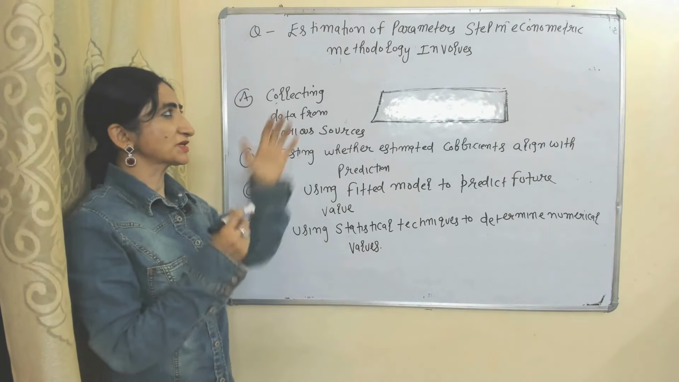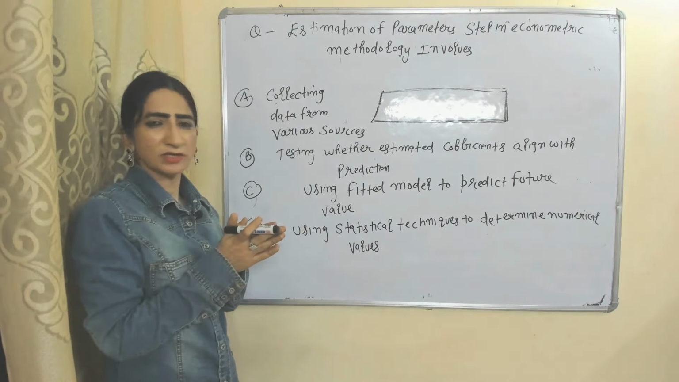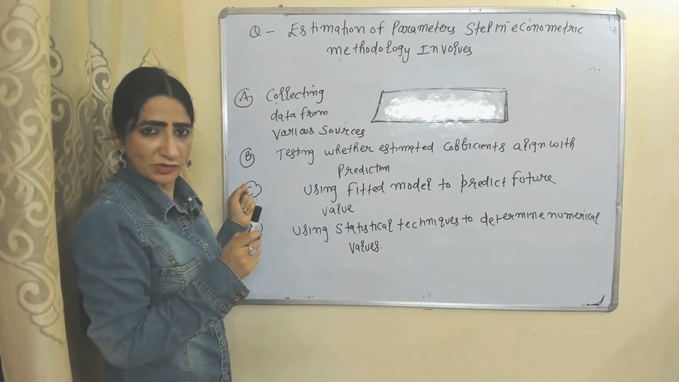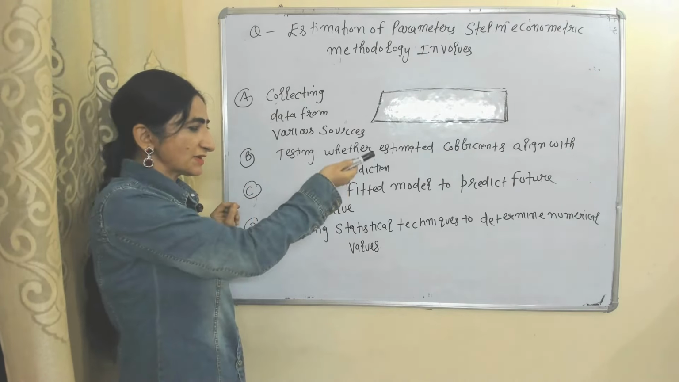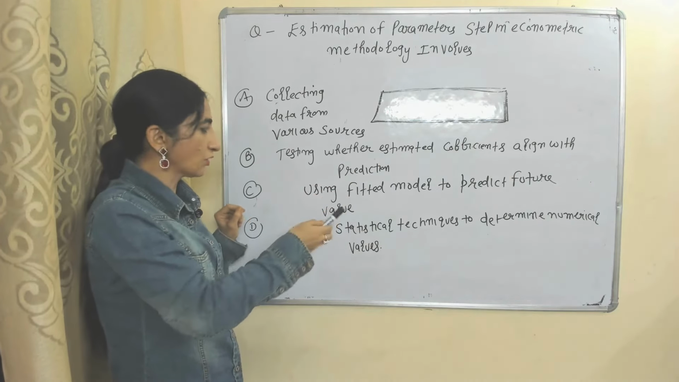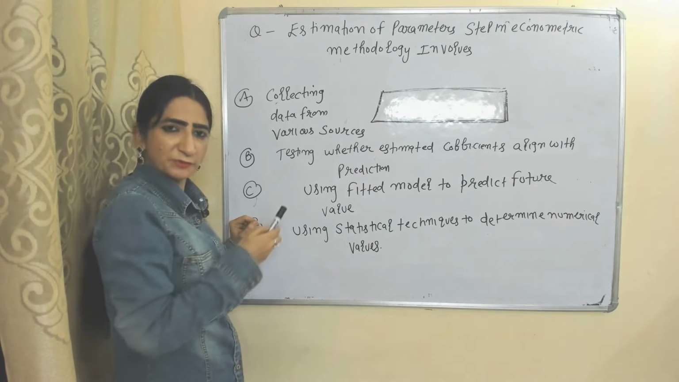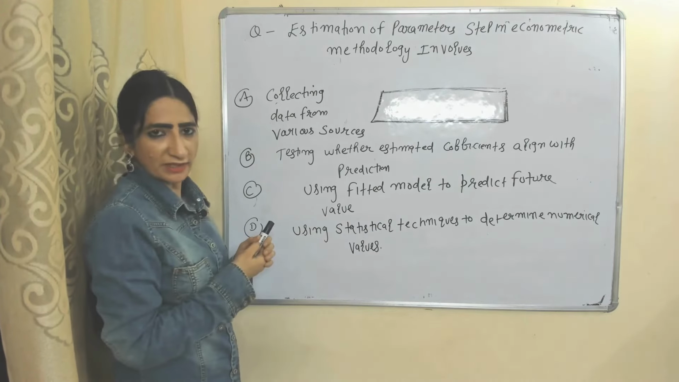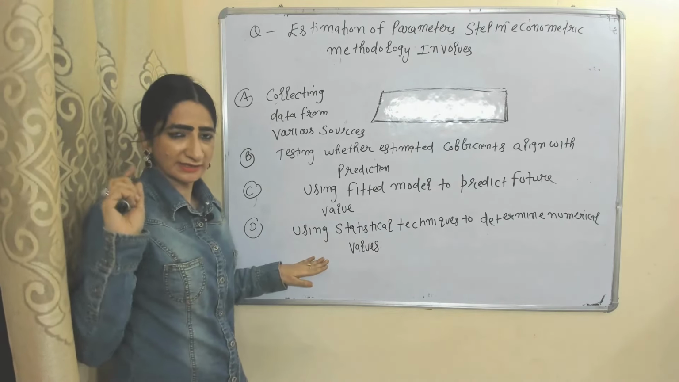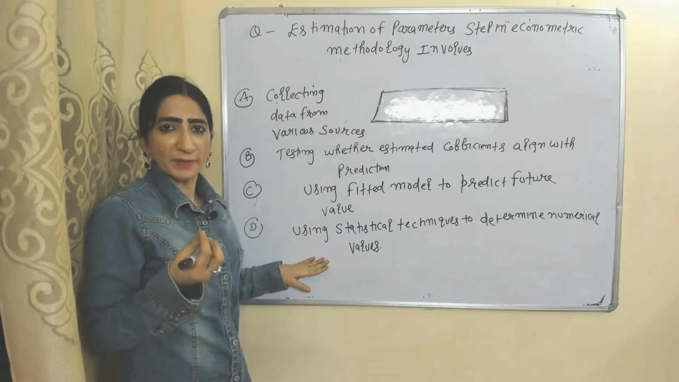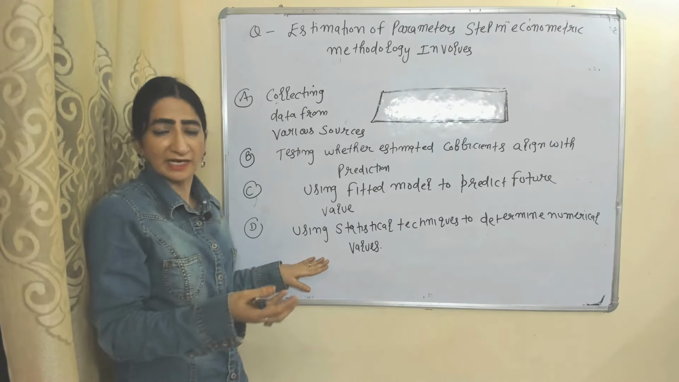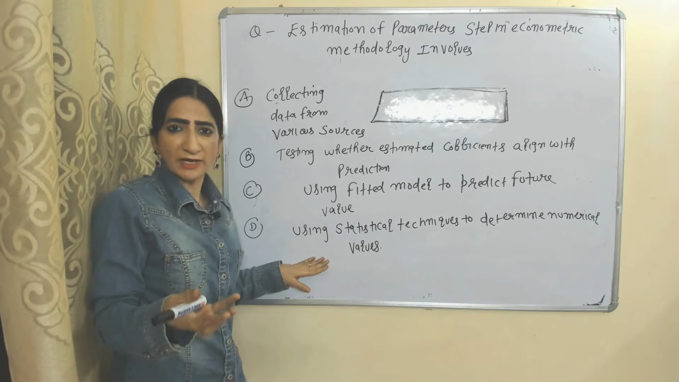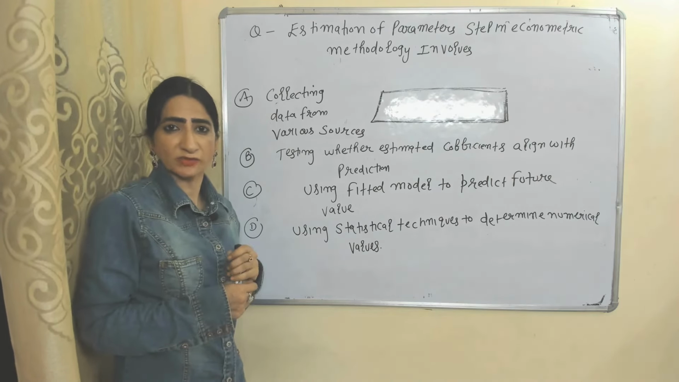Next question: the estimation of parameters step in the methodology of econometrics involves collecting data from various sources, no. Testing whether estimated coefficients align with prediction, no. Using the fitted model to predict future values, never. Using statistical techniques to predict numerical values. This is correct, as we earlier discussed. In order to find out the value of parameters, we use a statistical technique. And the most common method which we use to find out the value of parameters is the ordinary least squares method.